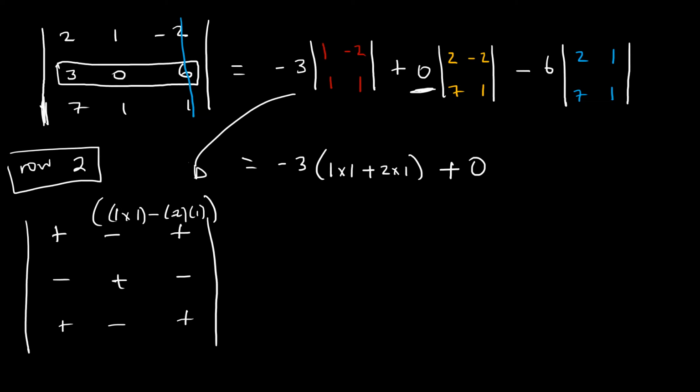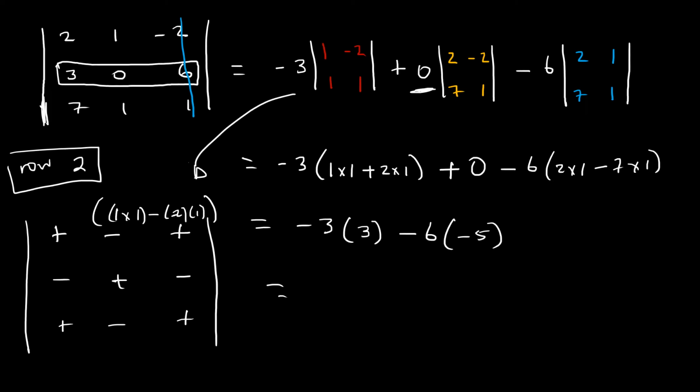Then now minus 6, 2 times 1 minus 7 times 1. So let's calculate. I have minus 3, I have 1 plus 2, which is 3. I have minus 6, I have 2 minus 7, which is minus 5. So put in your calculator: minus 3 times 3 minus 6 times minus 5. I'm getting 39. Yeah, so something is wrong. The answer should be exactly the same. Oh no, I said minus 3 inside that bracket. So it's 21, it's correct.